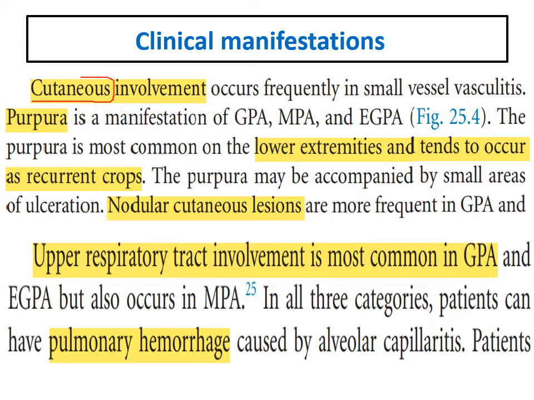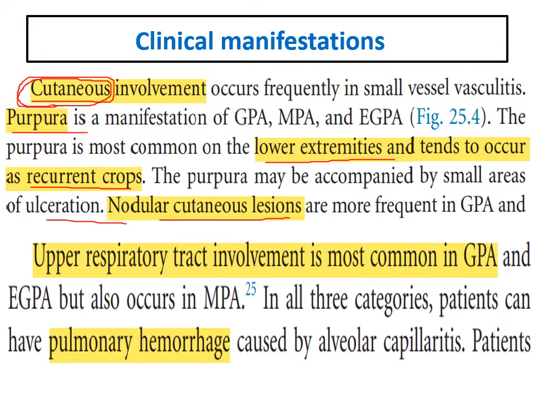What about the skin involvement in vasculitis? Skin manifestations are very common in these types of vasculitis. Purpura is a manifestation in all of them, and this purpura usually affects mainly the lower extremities, and it tends to occur as recurrent crops. And usually ulcerations and nodular cutaneous lesions are present in these types of vasculitis, in the form of a skin rash with vasculitis. What about the respiratory tract?